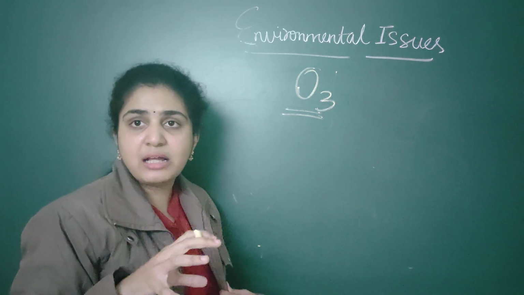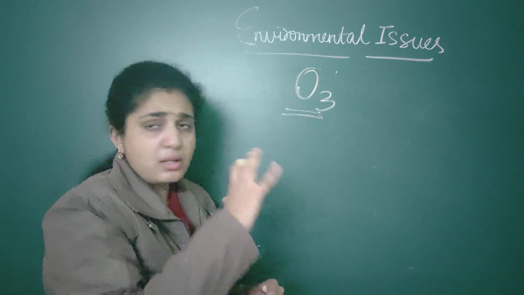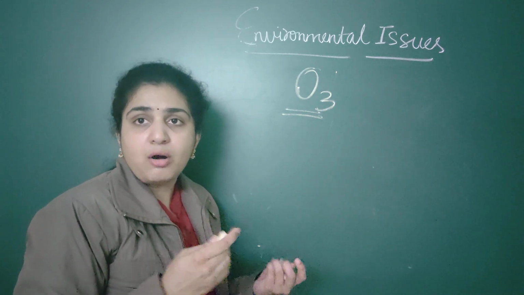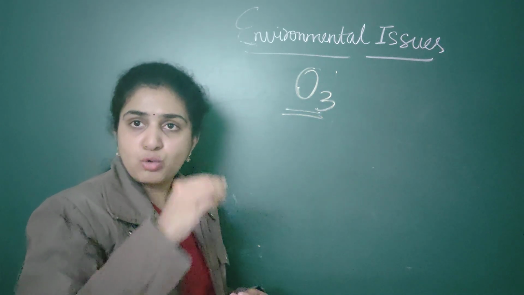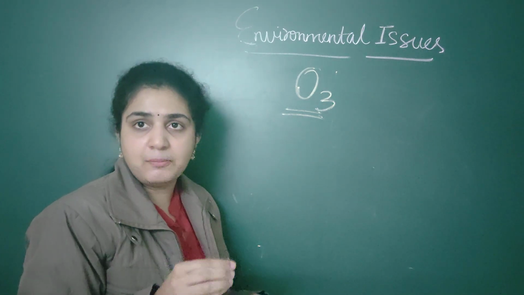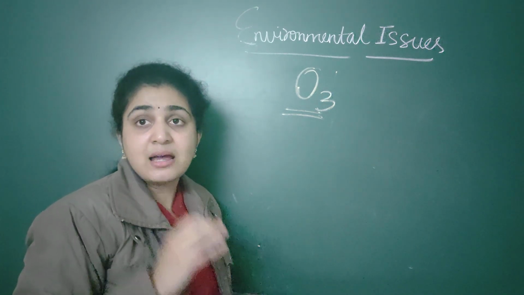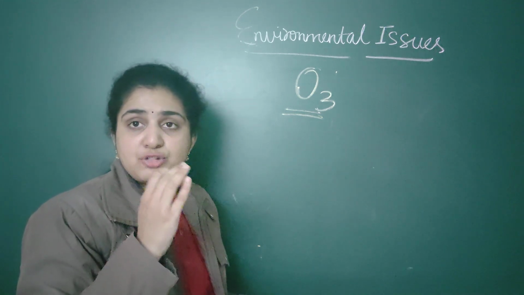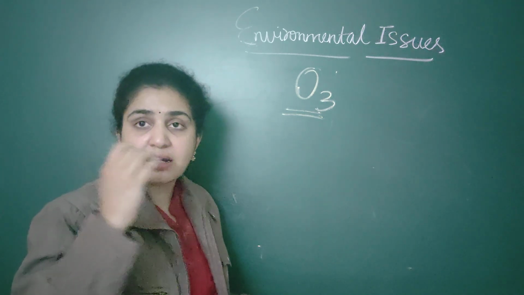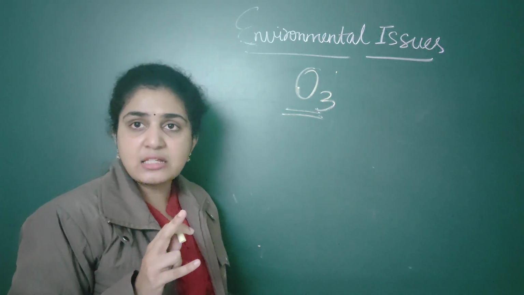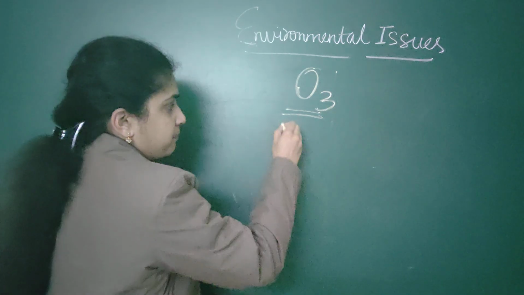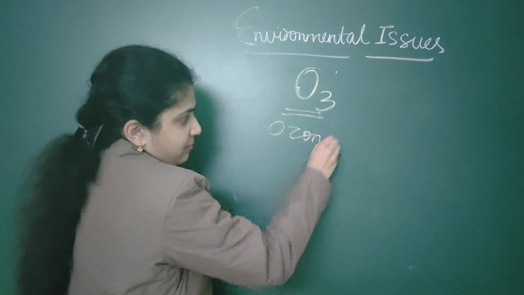Or else the solar radiation will come directly and we will be susceptible to numerous diseases. If the incident solar radiation is coming directly, there will be greenhouse gases, but there should be a layer which will protect the Earth's surface from so much sunlight. There should be a layer. This layer is called the ozone layer.